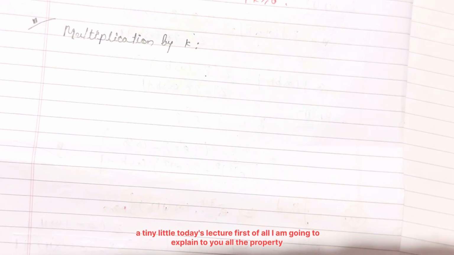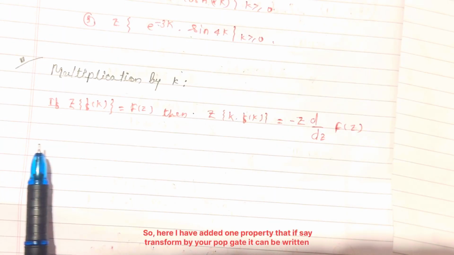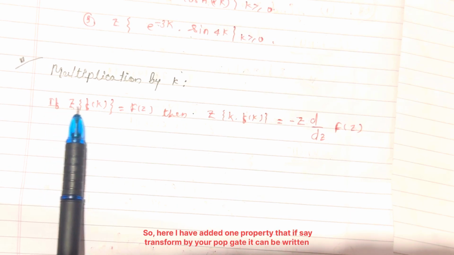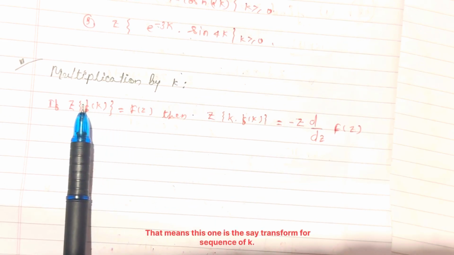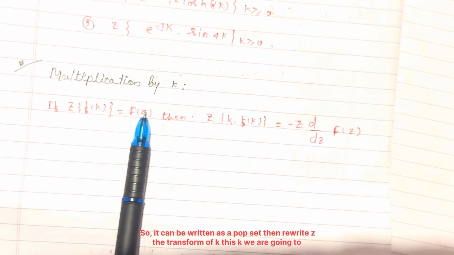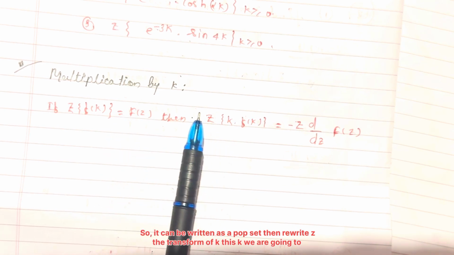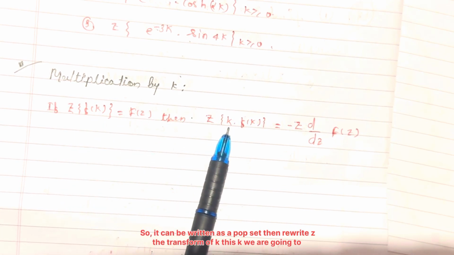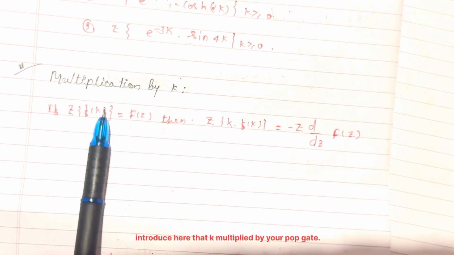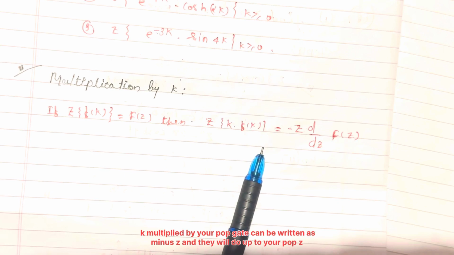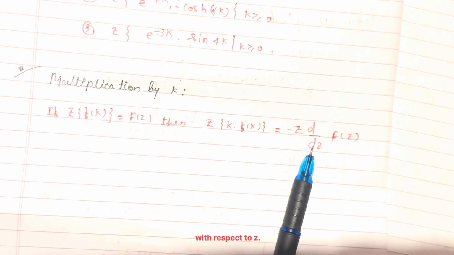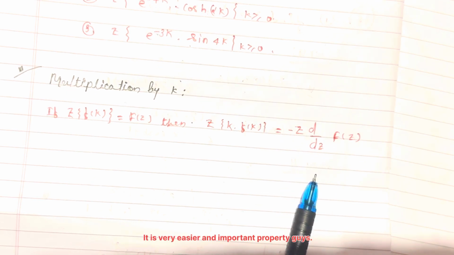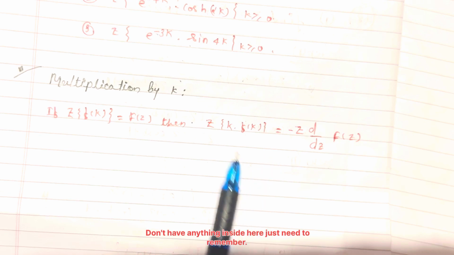First of all, I'm going to explain the property, and then we go for some examples. Here I have added one property: if the Z transform of f of k can be written as F of z, that means this is the Z transform of the sequence f of k. Then the Z transform of k multiplied by f of k can be written as minus z times the derivative of F of z with respect to z. It is a way easier and important property, guys. There is nothing to derive here, we just need to remember it.